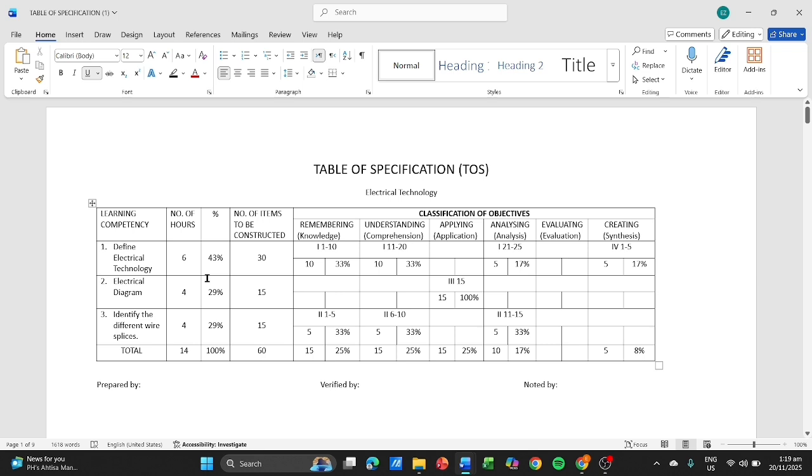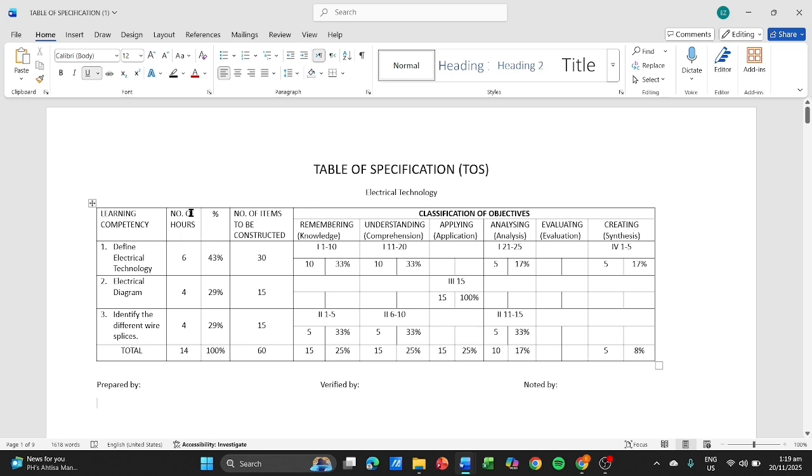So as you can see, this is a finished TOS. However, what I'm going to discuss to you is how did I come up with these numbers? So the first one is the learning competency. In constructing a table of specification, you just have to go to your lesson plan and identify the types of lessons you have already discussed, and that you're going to include in your test questionnaires.